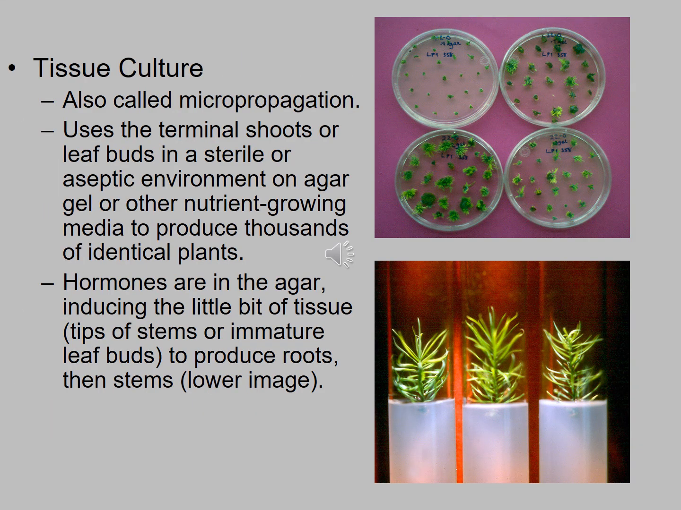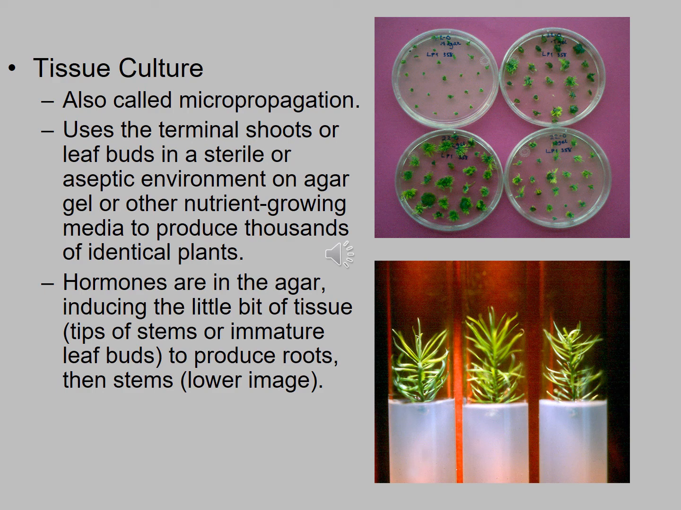Tissue culture is also called micropropagation. I mentioned using little discs of leaf tissue, but often the very tips of shoots, the very ends of a branch, the terminal shoots, or small immature leaf buds are cut off the mother plant and put onto this agar gel, and that has nutrients in it and hormones, and you can produce thousands of plants quickly.